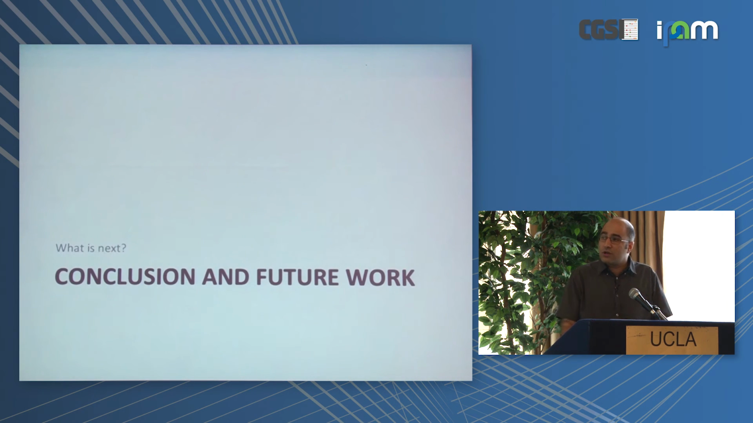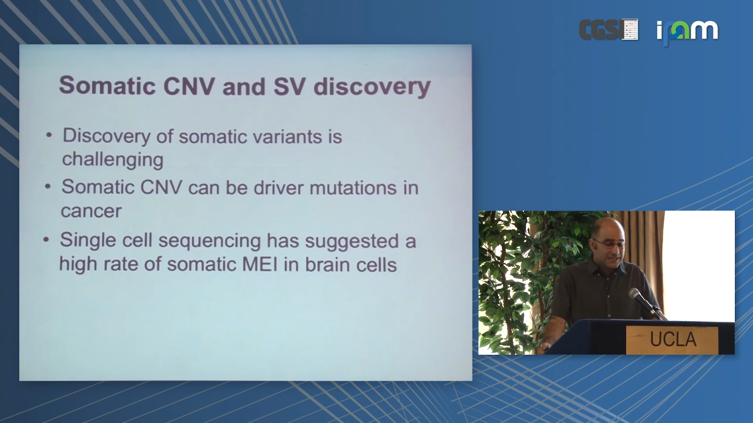Okay. So in conclusion, and the future work that our people are currently working on, one topic of structural variation which is becoming quite hot and interesting is finding somatic structural variation and copy number variation. In general, finding somatic variation is very hard because the coverage is lower. You might not even sequence the correct cell. It's very challenging, but it's very important in the context of cancer. It's believed that potentially a lot of the driver variations are somatic CNV or structural variation.